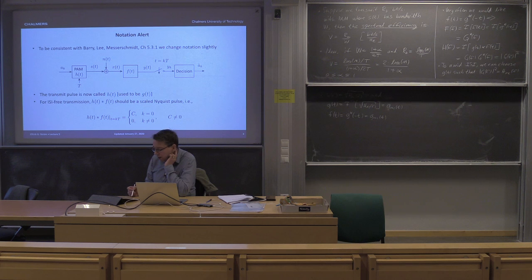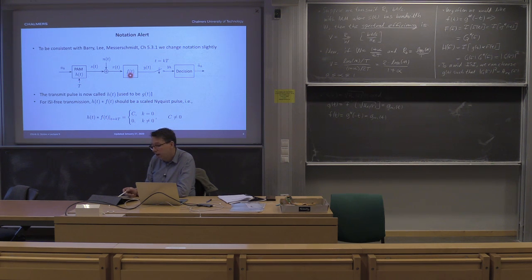Before we actually continue, in this book, where the pulse amplitude modulation theory is described, you have that in electronic form. If you go to Canvas, you can find this book at the library, and we use chapter 5.3.1. To be consistent with that, we changed the notation a little bit. So now h of t is the transmit pulse. It used to be g before, but from now on we will call this h.